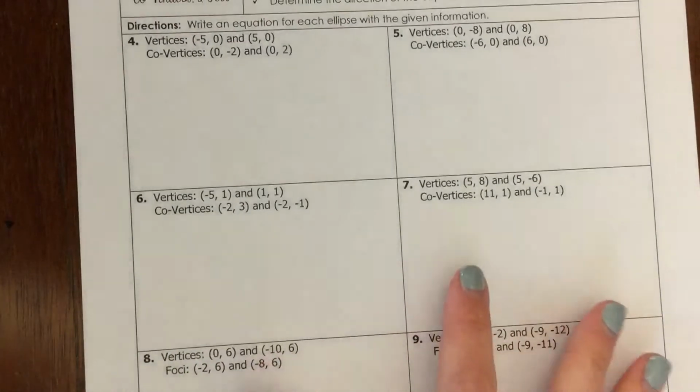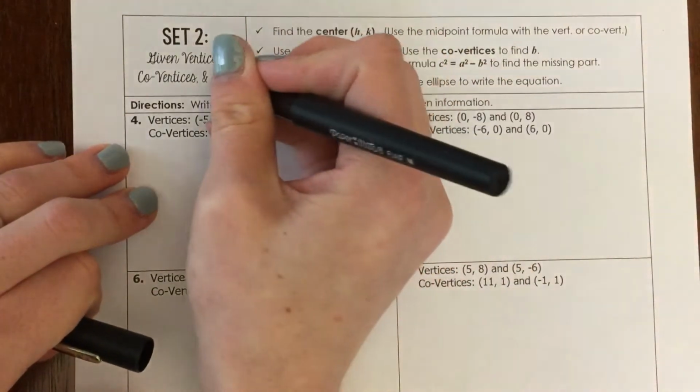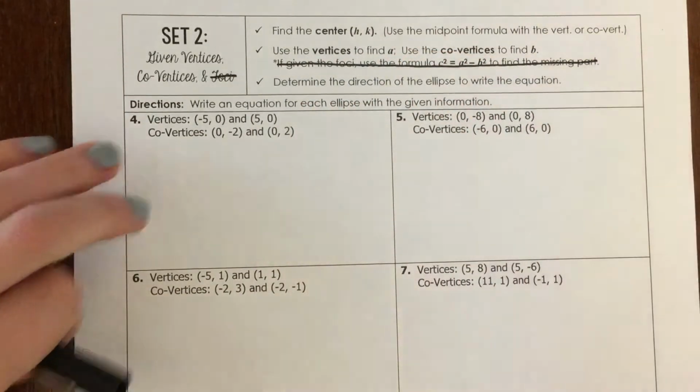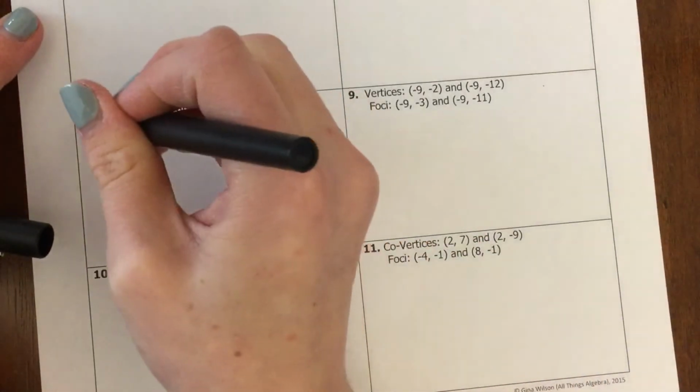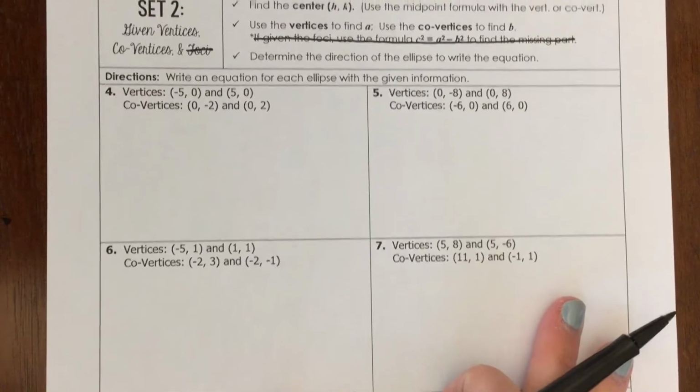Okay, so set 2, when you are given vertices or co-vertices or foci. All right, so we are not going to do this with foci. So we are not going to do any of these. And if you look down at the page, 8 through 11 are giving you foci to work with, and we are not going to do that. All right, so let's look at the top half of this page.